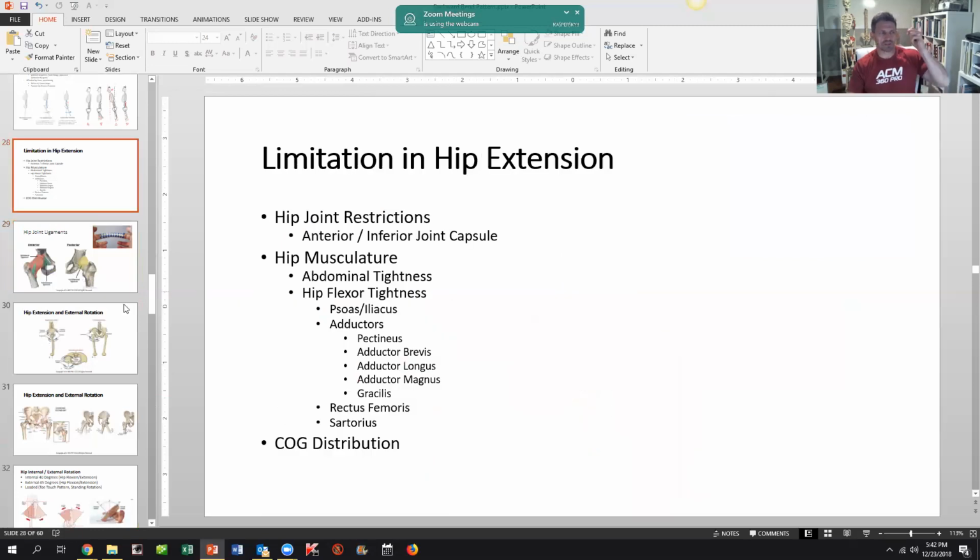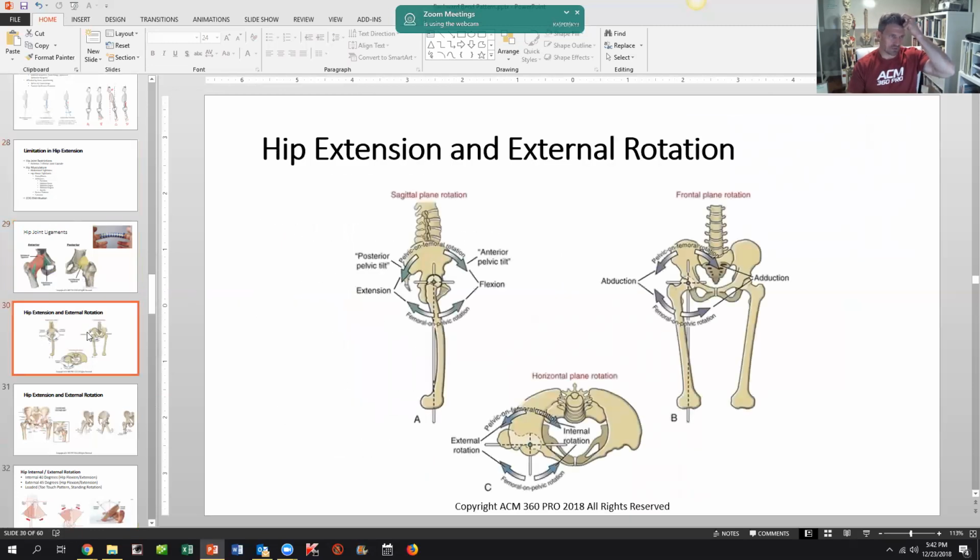We also talked about the musculature and the center of gravity, but I'm just giving you a quick overview of the joints itself from different views. Flexion is forward, extension is back relative to the pelvis, not the pelvis moving.